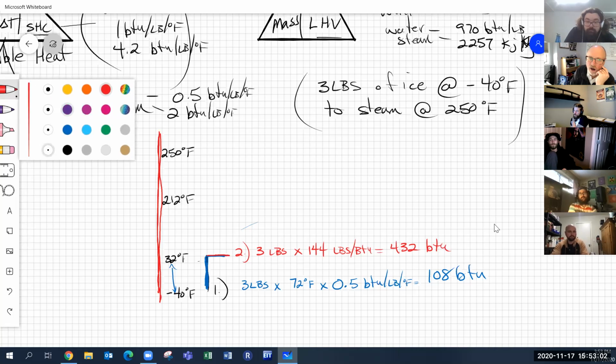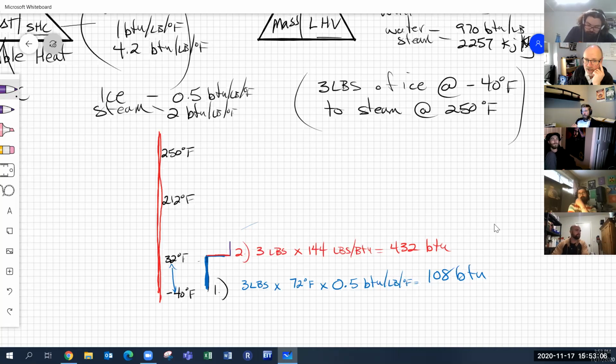And now I have water at the freezing point. So now I want to raise that water up to the boiling point. I'm going to call this number 3, and that's sensible heat. So I take my mass, multiply by my delta T between these 2 points, which is 180 degrees Fahrenheit, multiplied by the specific heat capacity of water.